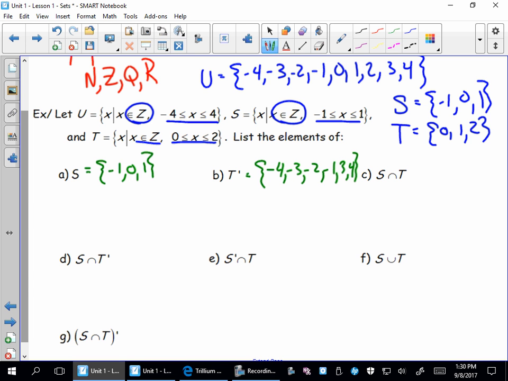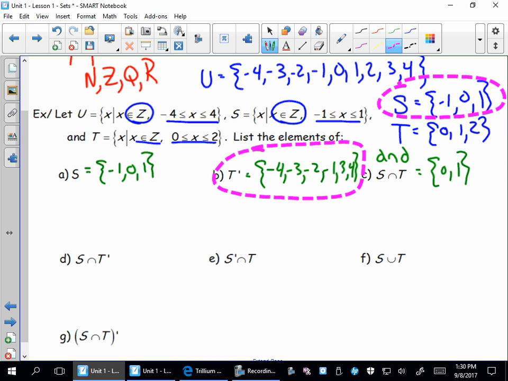Okay, part C, the intersection, S and T. What shows up in both of those? Well, I see the numbers 0 and 1 in both. Okay. Part D, S and T not. So I'm going to look at S, this one, and T not. Now T not's right here. We did that one. What shows up in both of those two things? The only thing I see that shows up in both is the number -1. And it has to be in both because that's what intersection means.